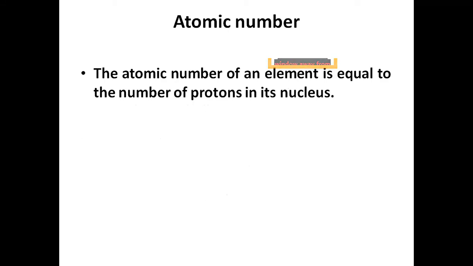Atomic number. The atomic number of an element is equal to the number of protons in its nucleus. The number of protons is equal to the number of electrons.